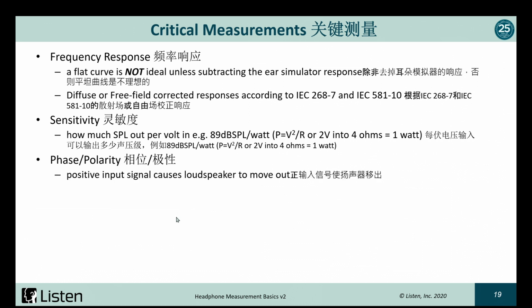Phase and polarity is important. If they're out of phase, it will sound very funny. There will not be a lot of bass. And we basically want the positive input signal to cause the loudspeaker to move out. A lot of debate whether people can hear absolute phase or not, or polarity. Generally speaking, most people cannot. I can say that. We also want to compare the response between the left and right earphone. Again, it's important because we want to have a good balance.